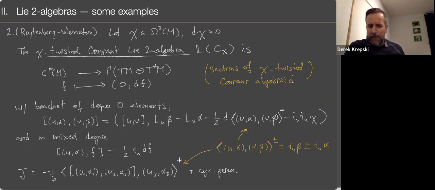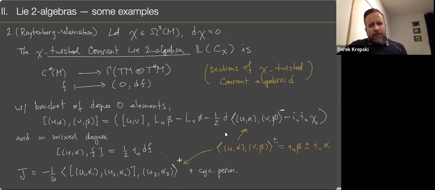Okay, so I know I'm just flashing a bunch of formulas at you, but to summarize: to a closed three-form on a manifold, we can associate two classic Lie 2-algebras, as we just summarized.